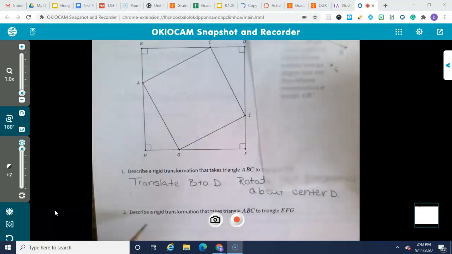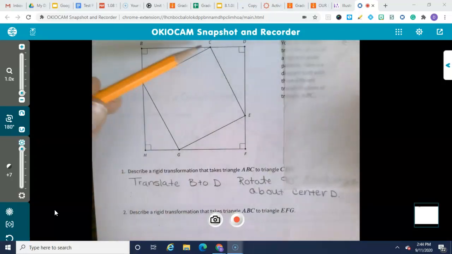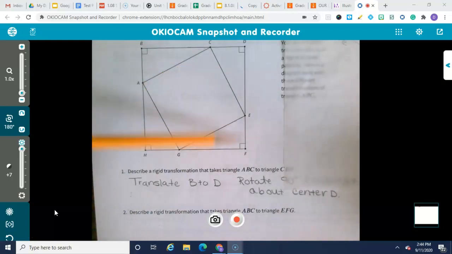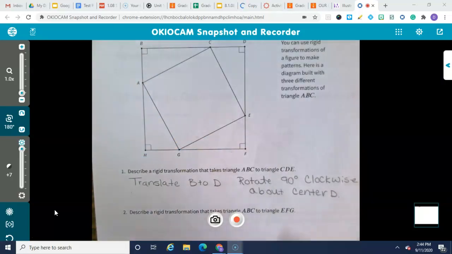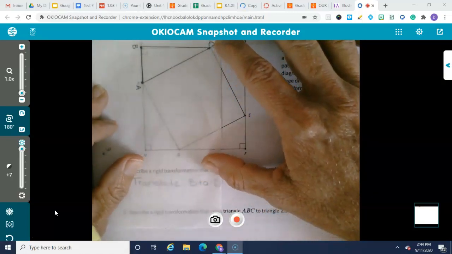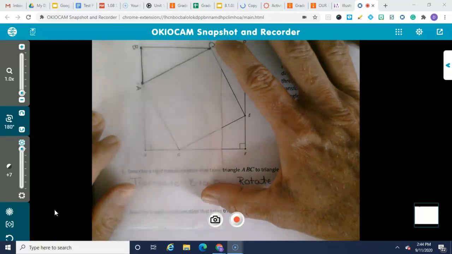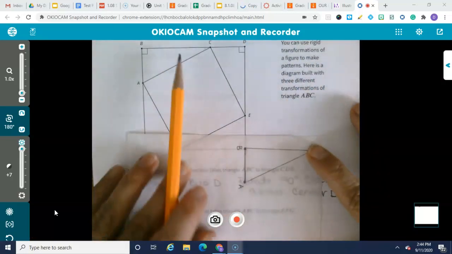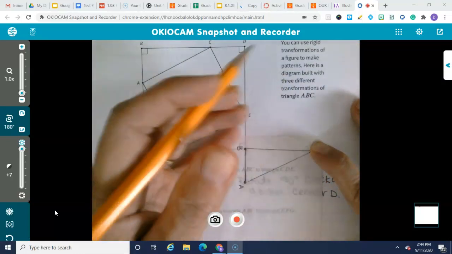All right, number 2, describe a rigid transformation that takes triangle ABC to triangle EFG. So now we're going to take it from here down to here. Okay, so once again, you can use that very same sheet of tracing paper, line it up here, all your points on your triangle. And the very first thing I did, because remember, you can translate in a straight line, and that would just be a straight diagonal line. So I'm going to translate B to F. Then I can rotate 180 degrees using F as my center.